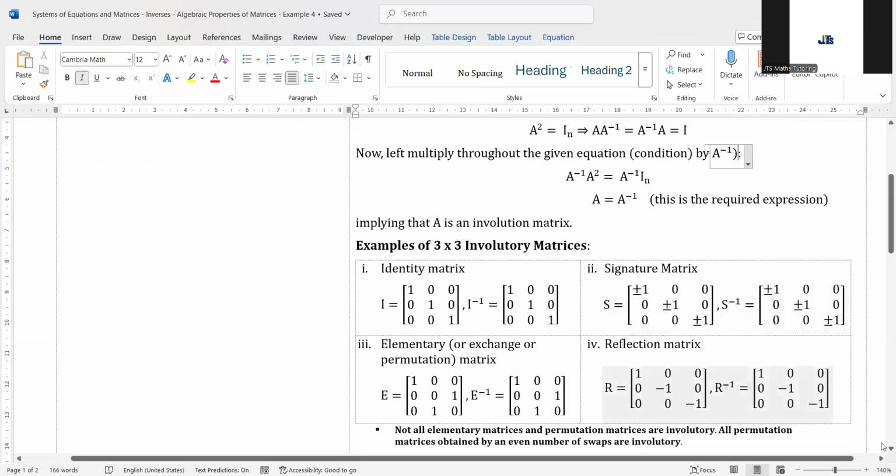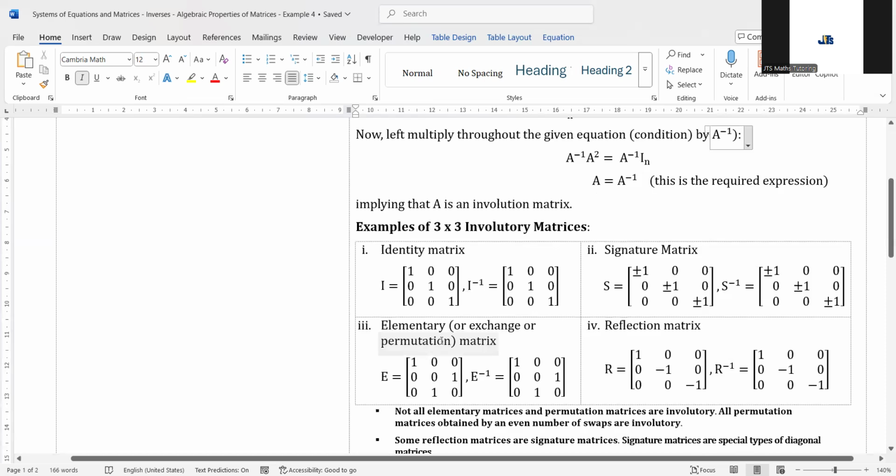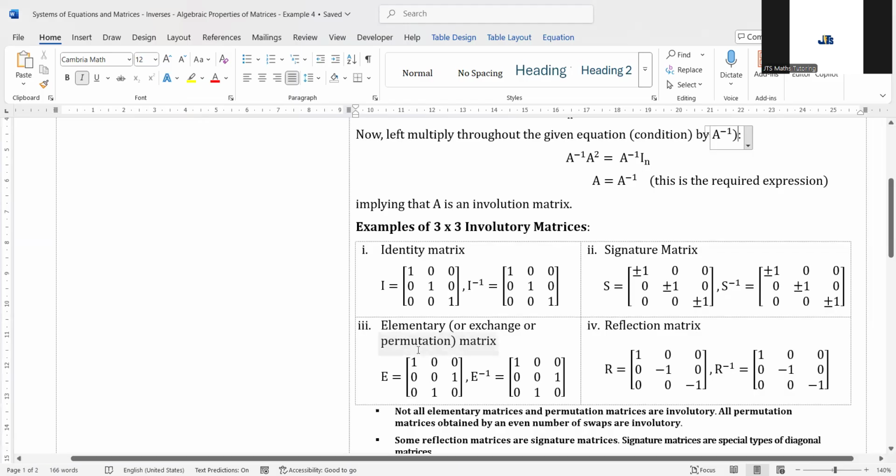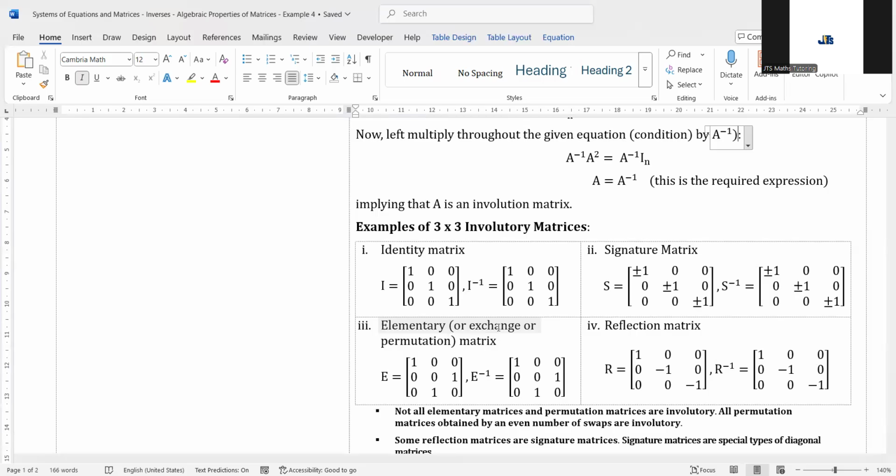Number 3, remember, when we talk of an elementary matrix, which is a matrix that is obtained by performing a single row operation on an identity matrix, we know the 3 basic row operations. But here in this case, we are only looking at one row operation, which is just the swapping of the rows. So in that case, the elementary matrix is its own inverse. So remember, it is also called an exchange matrix or a permutation matrix. We'll talk more about permutation matrices later on.